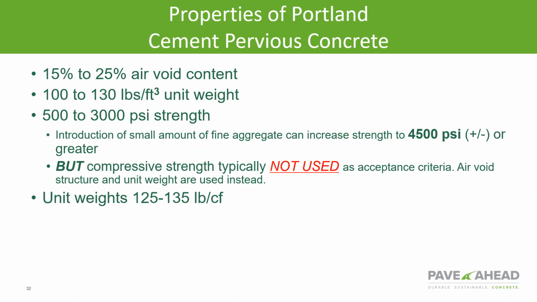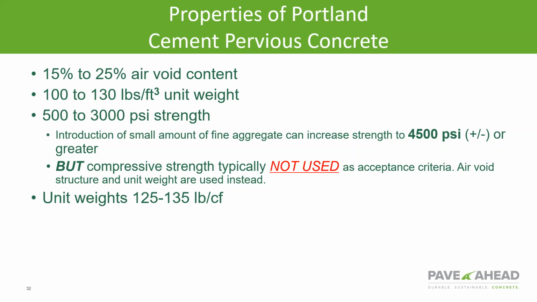Now, I will tell you that from doing enough cylinders and enough breaks, a typical mix that's not altered comes out somewhere around 2,500, 2,800 to 3,000 PSI. We can get stronger mixes, and I'll touch on that in a minute. But remember, we are not specifying pervious concrete because of its strength. We are specifying it because we want it to absorb water. It is a system here, so just keep that in mind.